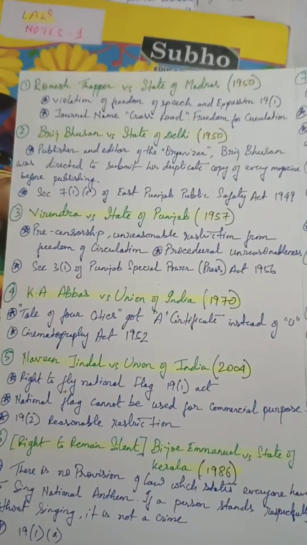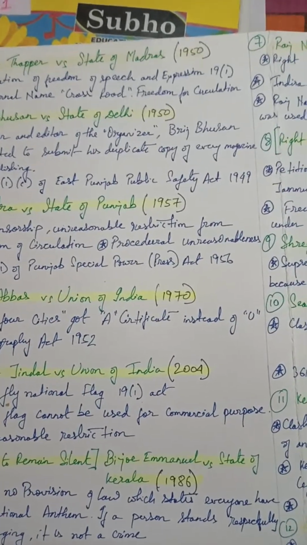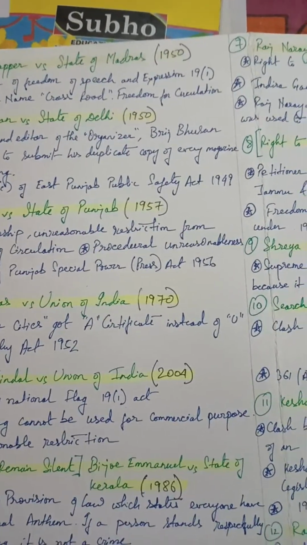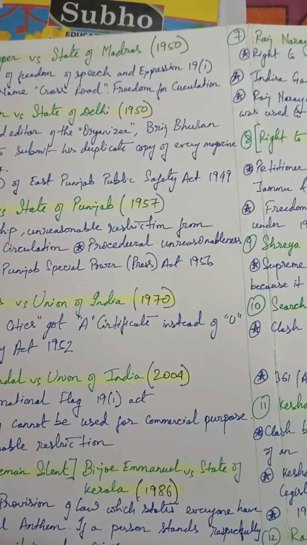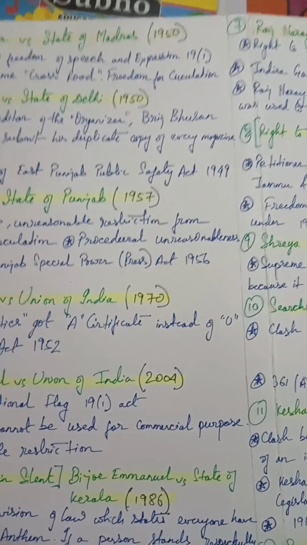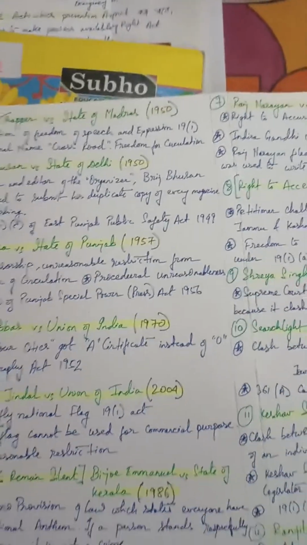So as you can see, it's the violation of freedom of speech and expression, isn't it? The case came from the journal named Crossroads, where it is written about freedom of press and circulation.